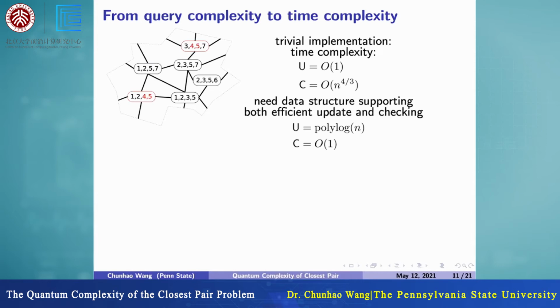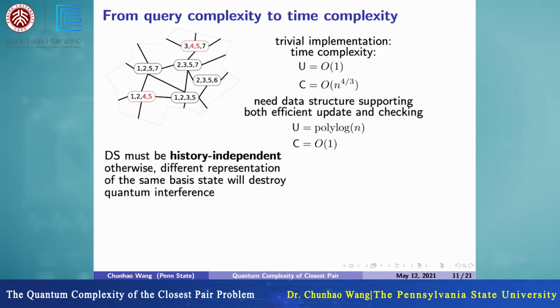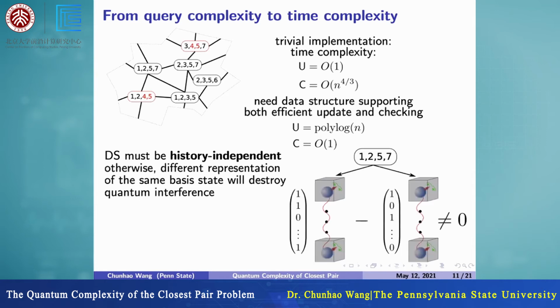So actually, we need to design some data structure to support efficient update and checking. Our goal is to have a data structure with polylog update time, but constant checking time. And more importantly, this data structure should be history independent. That means the representation of this data structure shouldn't depend on the order of the insertions and deletions, because otherwise the quantum interference will be destroyed.